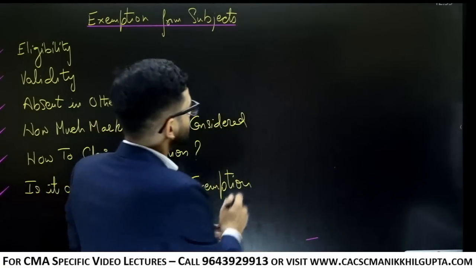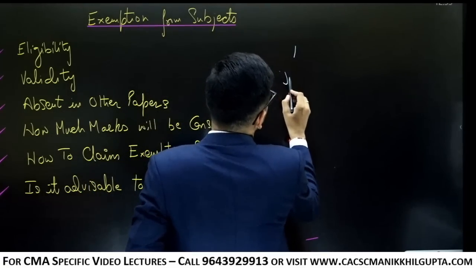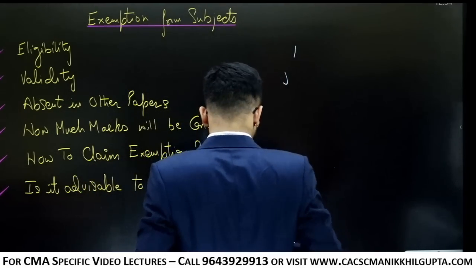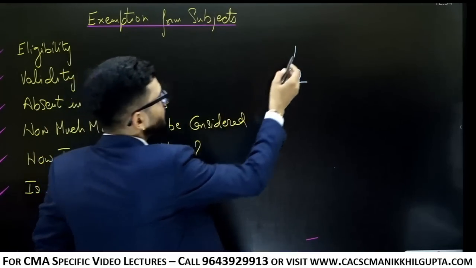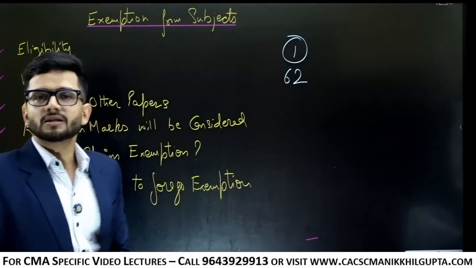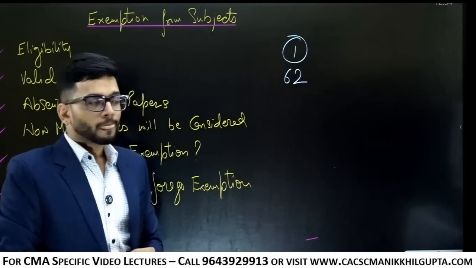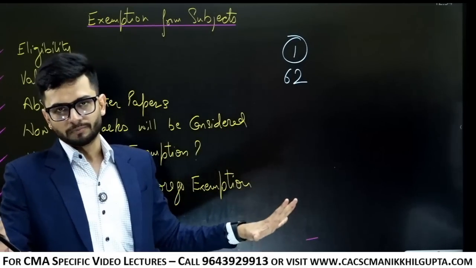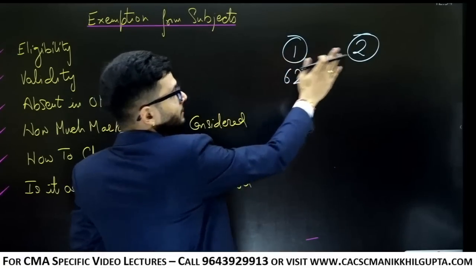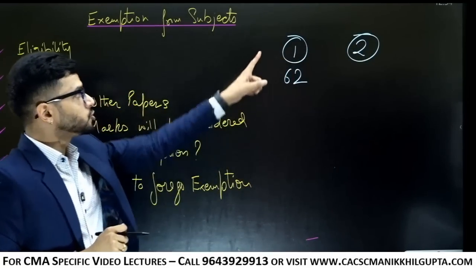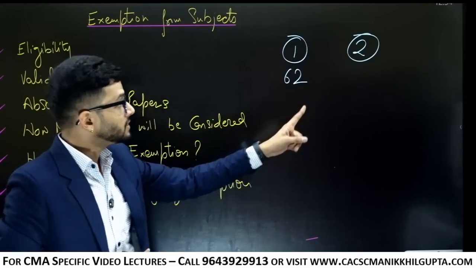Okay, so I'll give you an example. In attempt 1, you got 62 marks in one of the papers, and you failed the entire group. Then how much will be considered in attempt 2? So if this is the June attempt, this is the December attempt. In the June attempt you secured 62 marks in one of the papers.